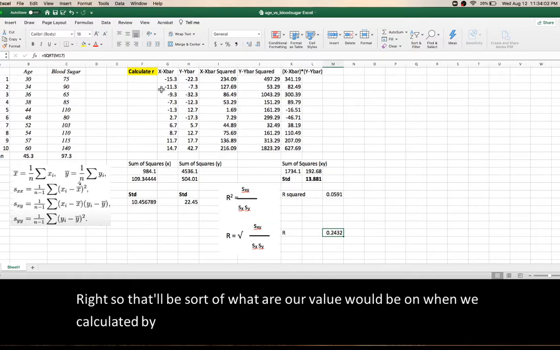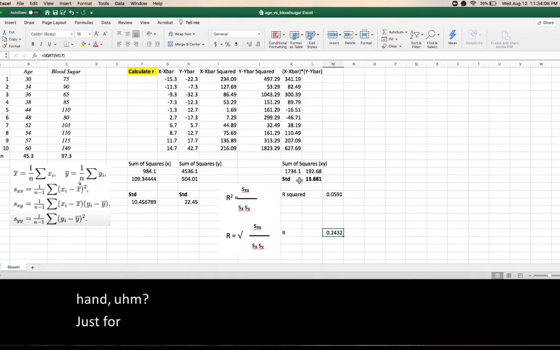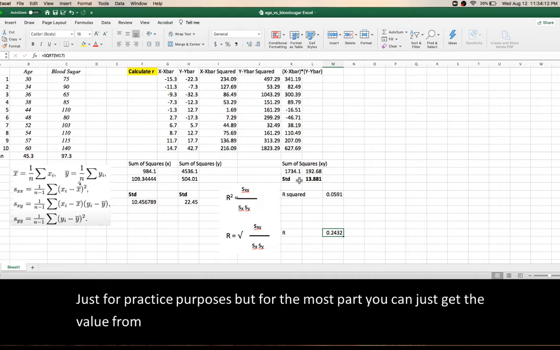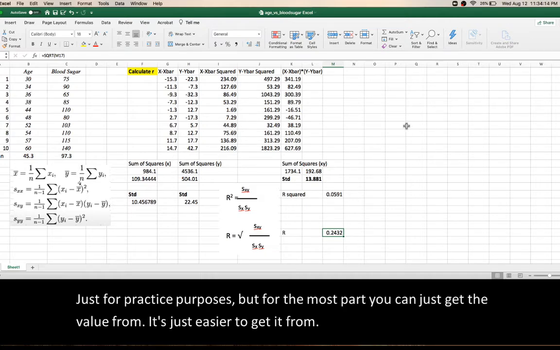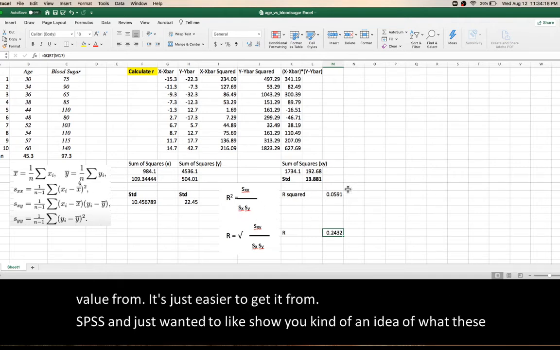But I wouldn't ask you guys to calculate this by hand, just for practice purposes. For the most part, it's just easier to get the value from SPSS. I just wanted to show you kind of an idea of what these formulas mean, so you're not looking at them confused.